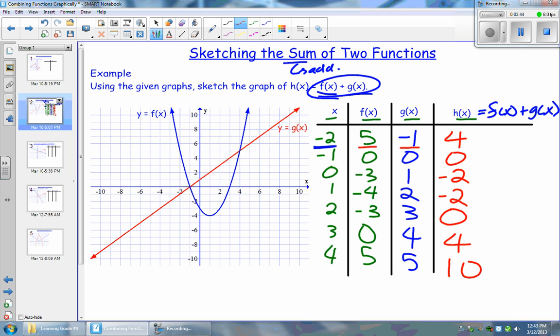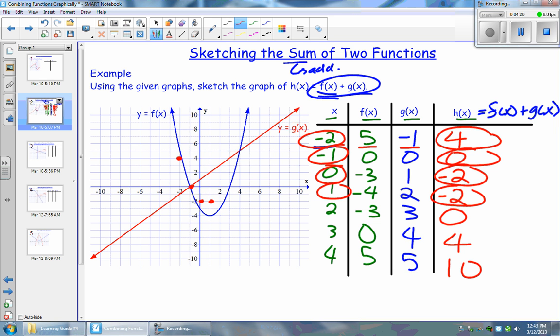From here, you just plot your points. But what are you plotting here? Well, here are my x values, and here are all my y values. So the first point we're going to plot is -2 comma +4, right there. The next point is -1 comma 0, which is right there. And then 0 comma -2 is right there. And 1 comma -2 is going to be right here.